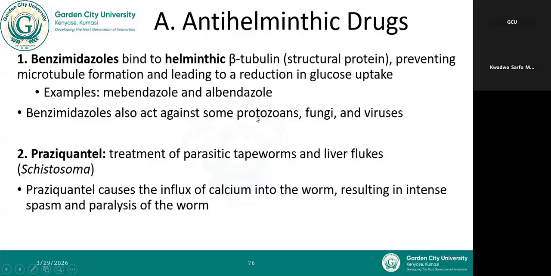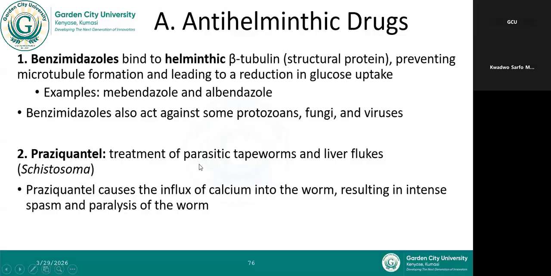And in some cases, they can also be used as anti-protozoans, antifungal agents, or even as agents against viruses. So remember, for some viral infections, even for COVID-19, they were using antibiotics for some of these treatments. So although they are anti-helminthic, they can also be used in some cases for other infectious agents.